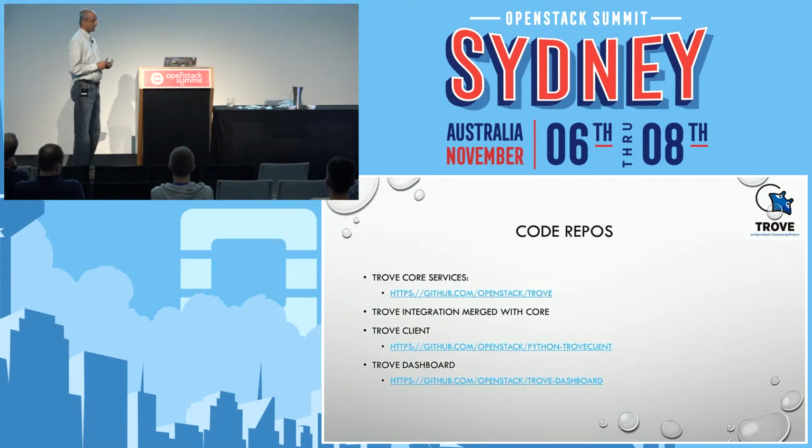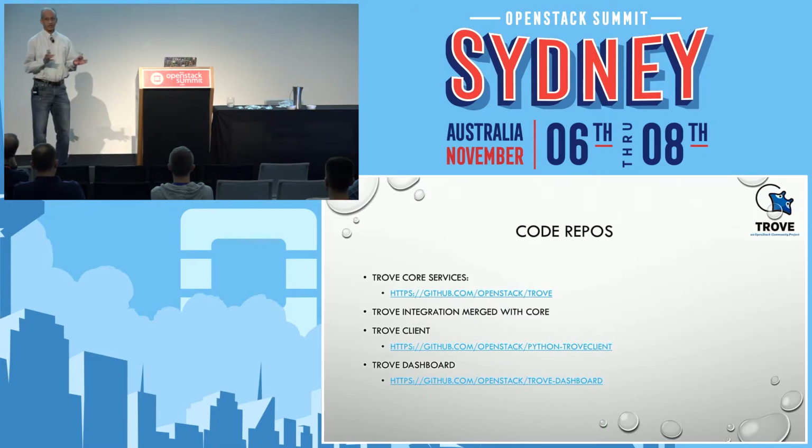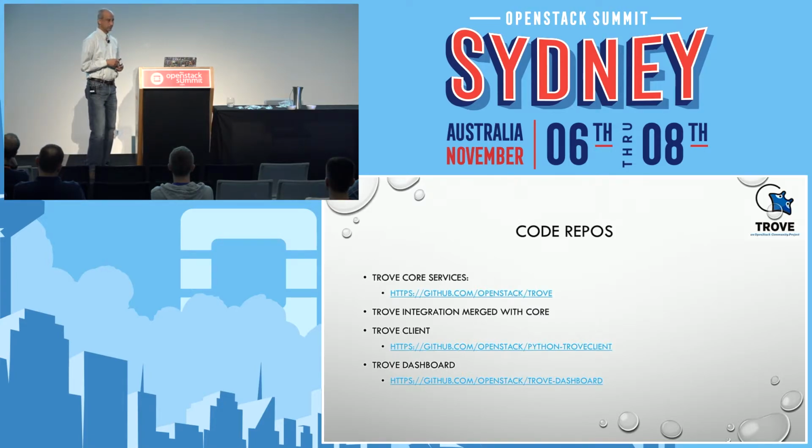A little bit of background on the code repositories for Trove. The main repo is under GitHub OpenStack Trove. As I mentioned a little bit earlier, the integration, which was the disk image builder elements, were in a separate project called Trove Integration. Now that's been merged into the core repo. The Trove client is outside in a separate repo, and the Horizon plugin is in a separate repo as well.